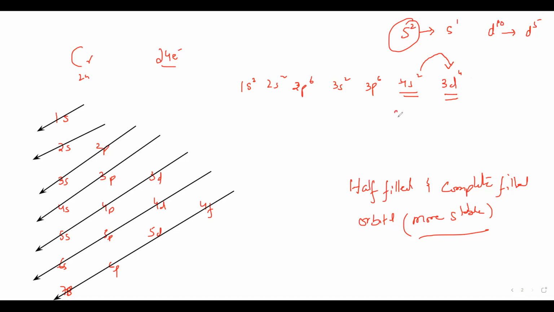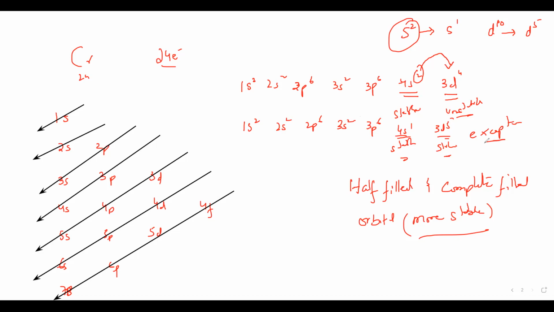So here s is stable and d is unstable. So how to make it more stable? One of the electrons from s jumps to d. So when one of the electrons jumps from s to d, now it becomes 1s2, 2s2, 2p6, 3s2, 3p6, 4s1, and 3d5. So this is half filled, so this is stable, and this is also half filled, that is also stable. So both become stable when one of the electrons jumps. That's why this is the exception that happens in chromium. Is it clear?